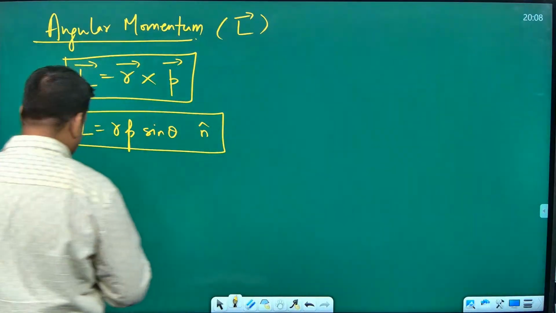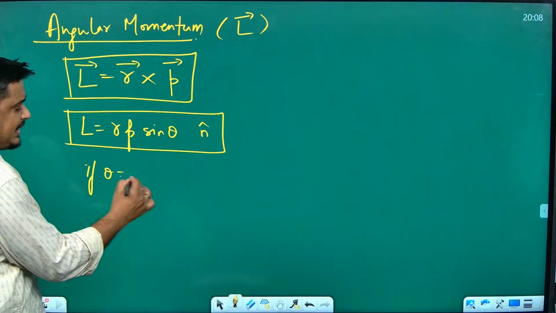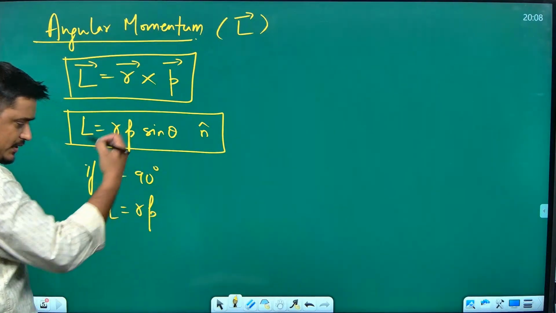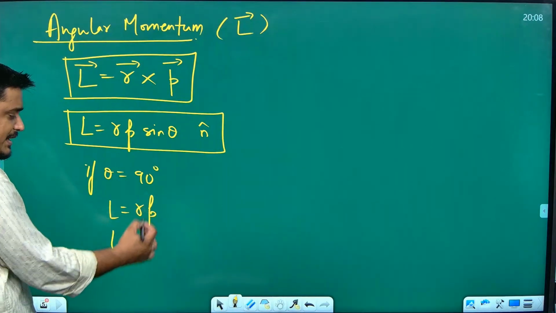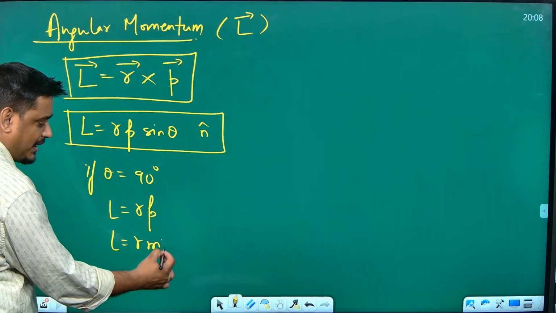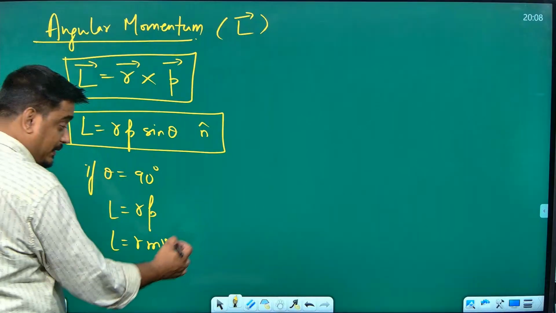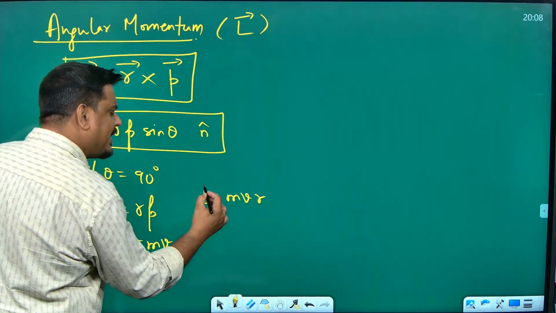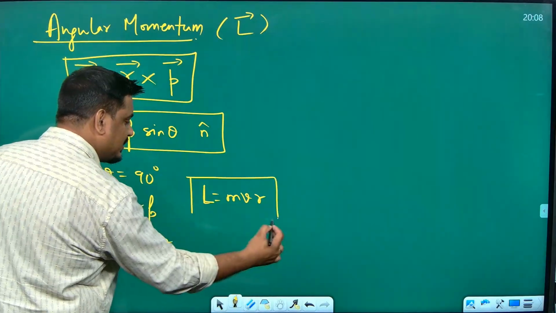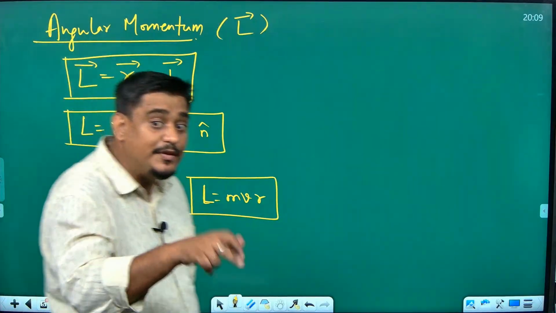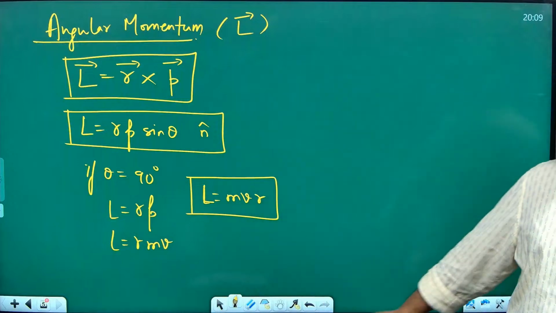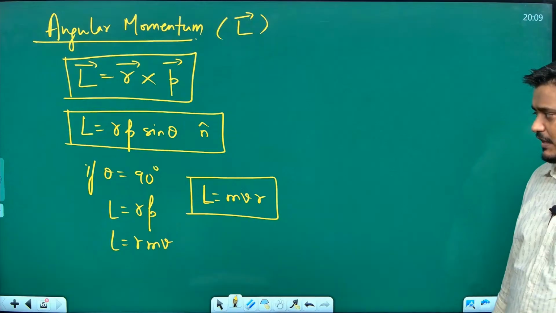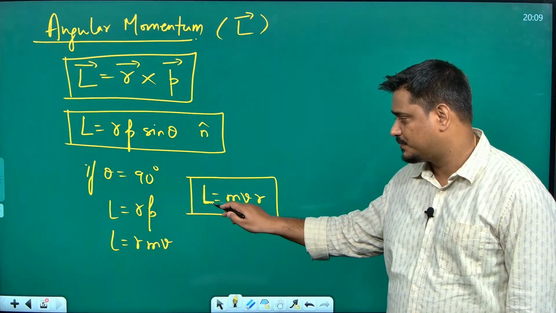I can further write. If theta is equal to 90 degrees, maximum angular momentum L will become equal to r into p. What is p? Mass into velocity. This becomes very important, you will use L is equal to mvr in many places in 11th and 12th, where m is the mass, v is the velocity, r is the radius or position vector.